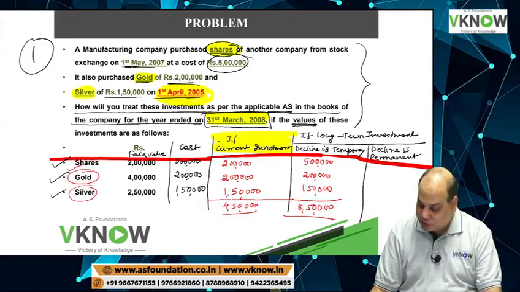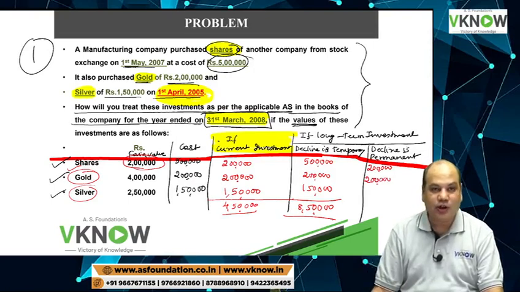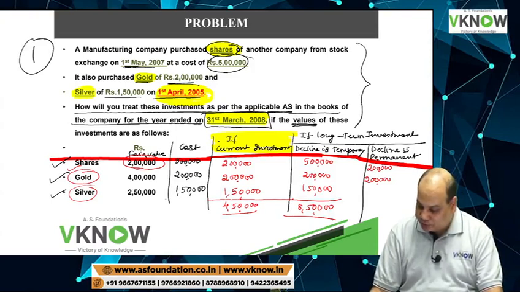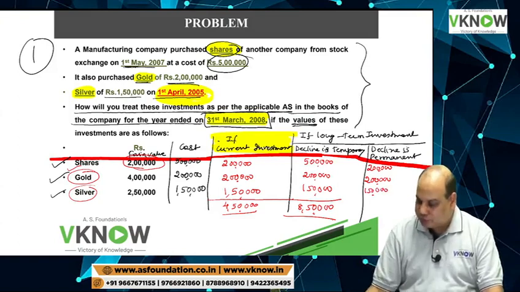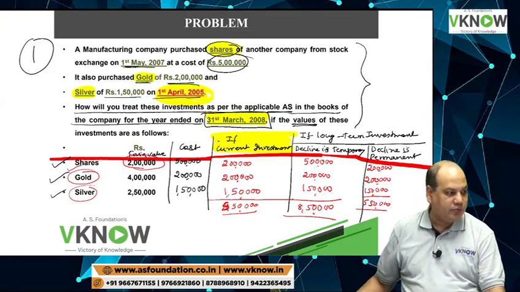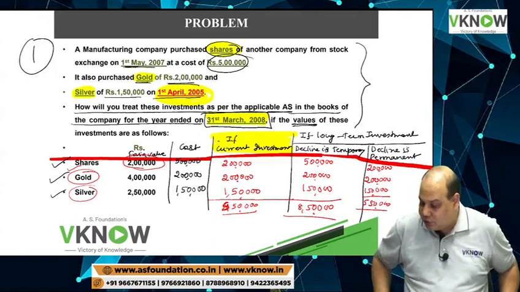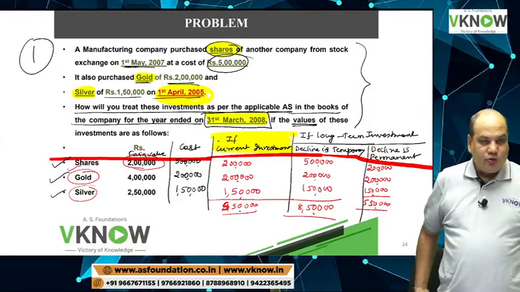then in case of share, I will take 2 lakh. But in case of gold, I will take cost only. Increase will not be taken, decrease can be taken. And in case of silver also, I will take 1,50,000 only. So this will be total 5,50,000. Gold will be 2 lakh, silver will be 1,50,000, shares will be 2 lakh.